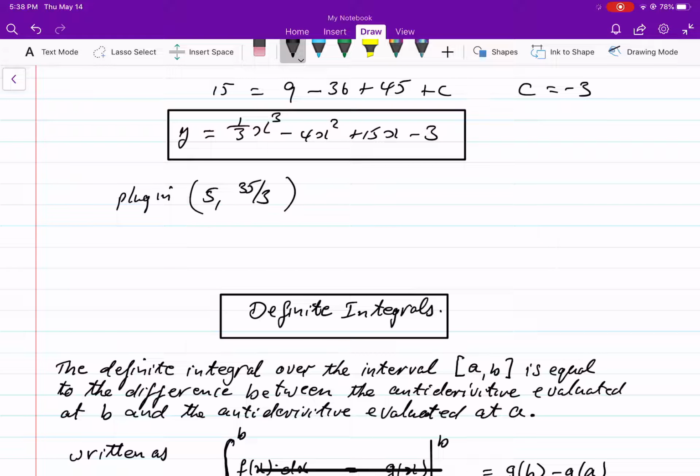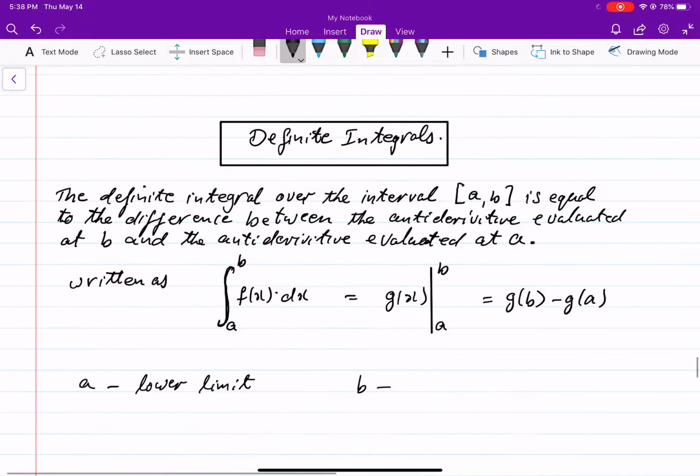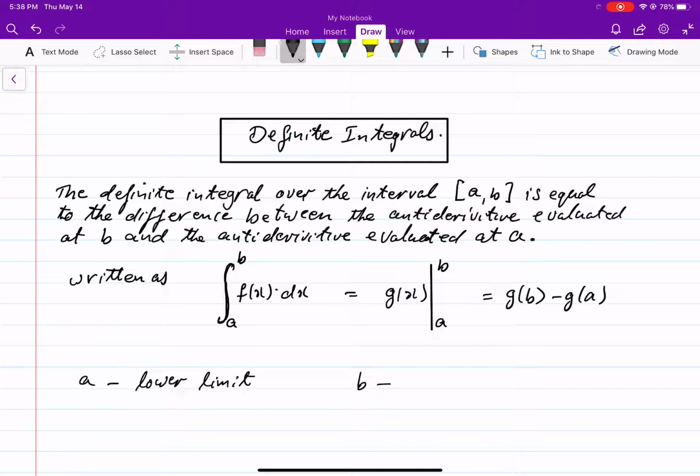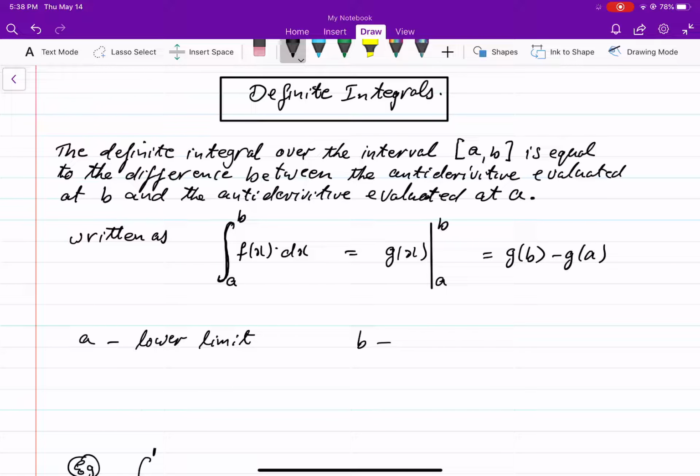Now we're going to switch to definite integrals. Been talking about it all along. What's a definite integral? The definite integral over an interval AB is equal to the difference between the antiderivative evaluated at B and the antiderivative evaluated at A.